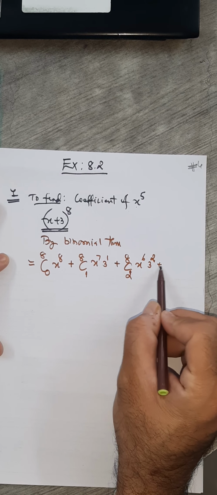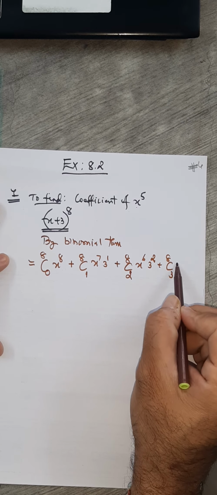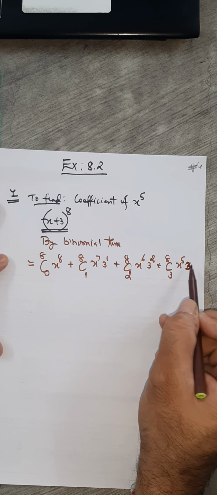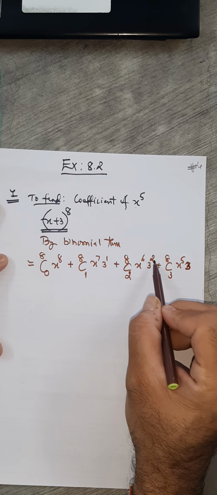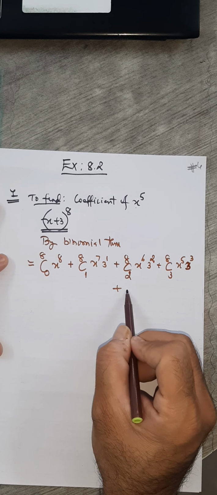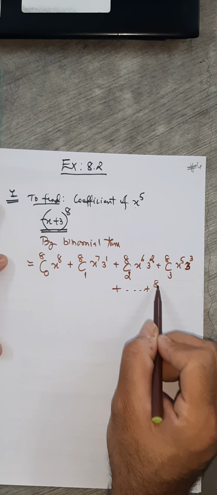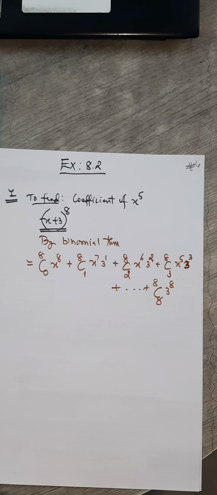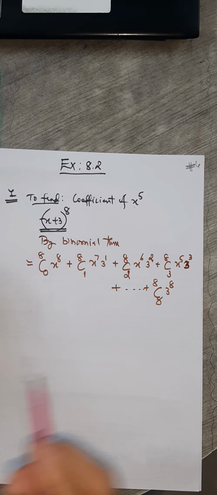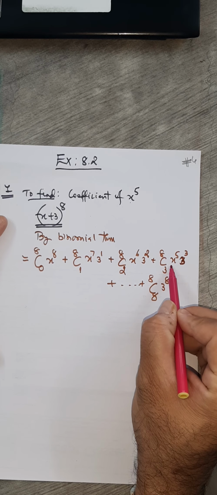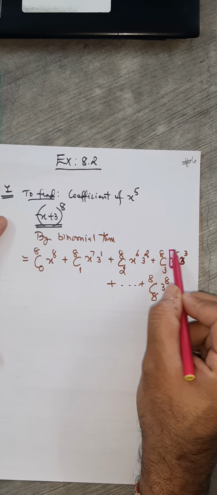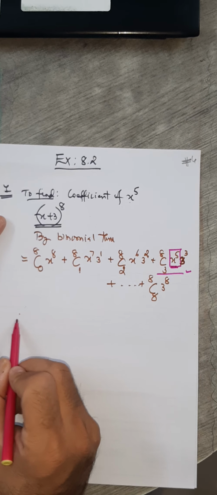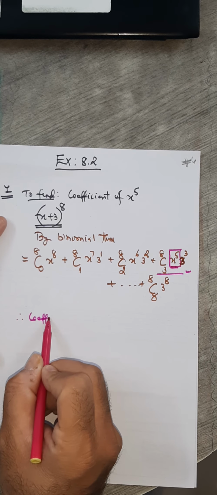Plus, what about the next one? 8c3 x raised to 5 into, next one is what? 3 raised to 3, remember, 2, then here 3, and so on, right? You can write the last one directly, 8c8, 3 raised to 8. Now we are interested in the coefficient, right? So just concentrate here.